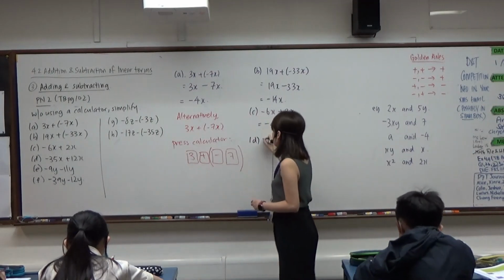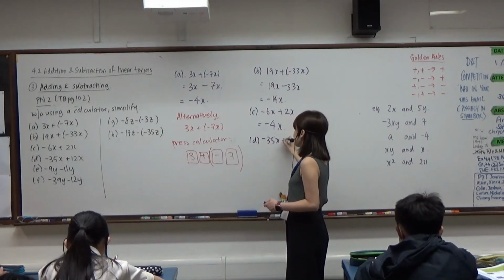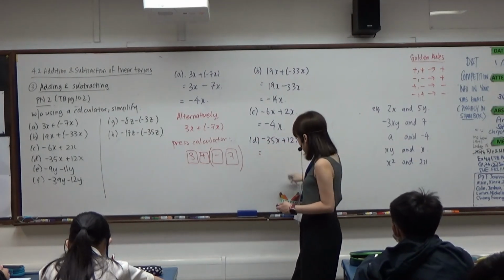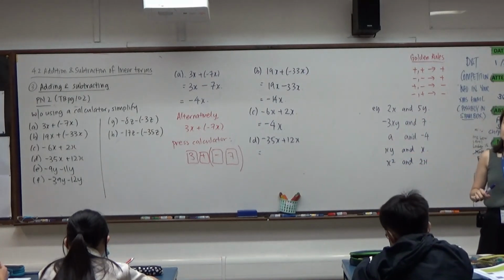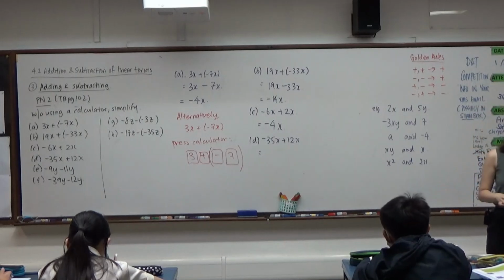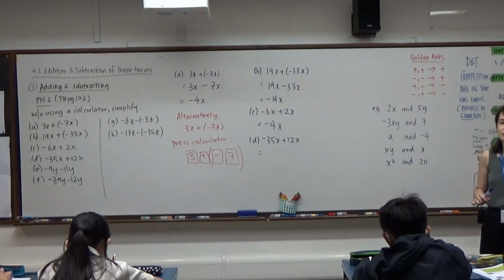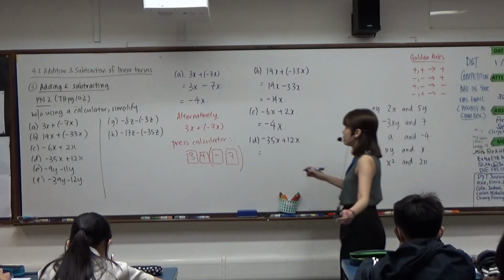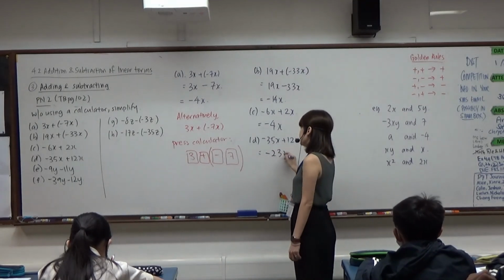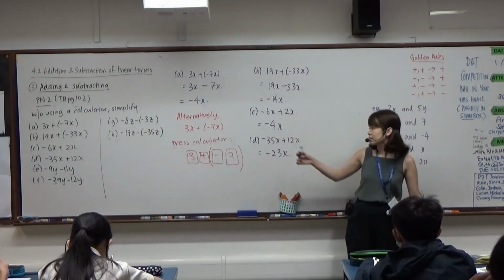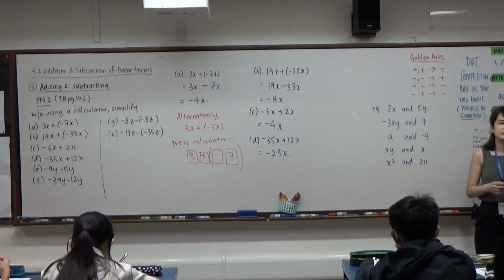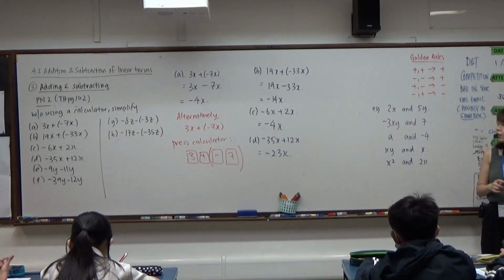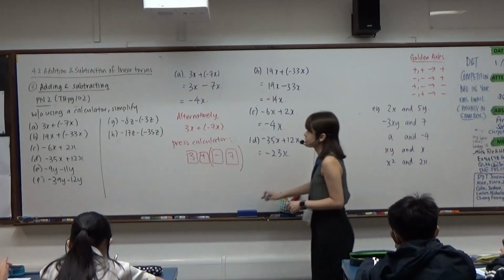Okay? Part D, negative 35x plus 12x. Okay, Z, what do we get? Negative 33. Can you check with your calculator? What do you get? Negative 35 plus 12. Okay, negative 23x. Right, that's great.